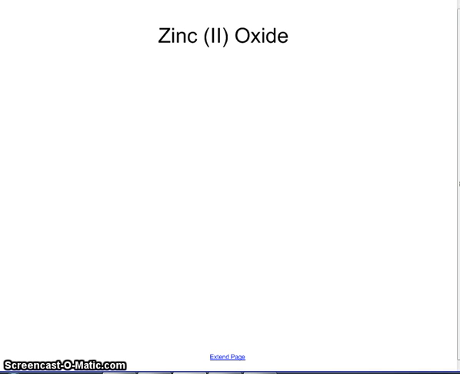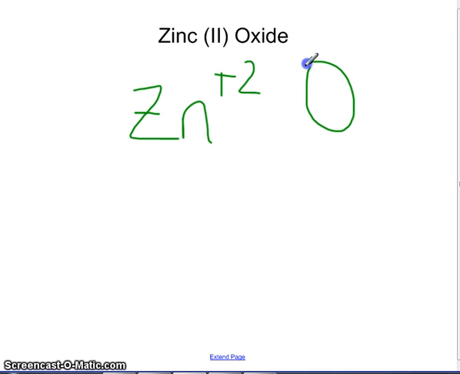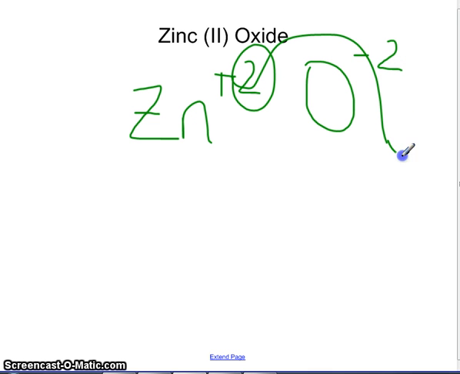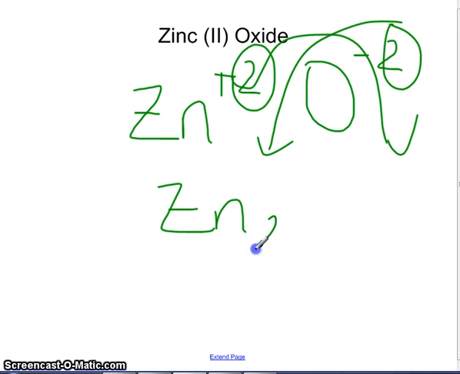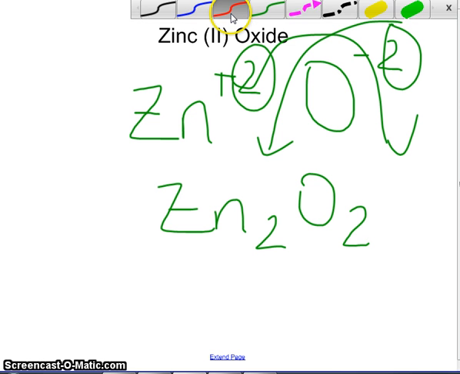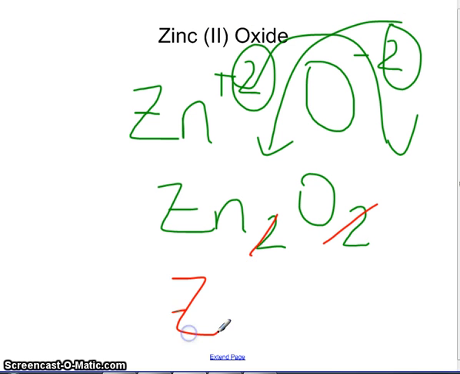Zinc 2 oxide. Since zinc now is positive 2, and oxide, of course, refers to oxygen, so that's going to be negative 2. When we crisscross them down, we get Zn2O2, which of course can be reduced to ZnO.